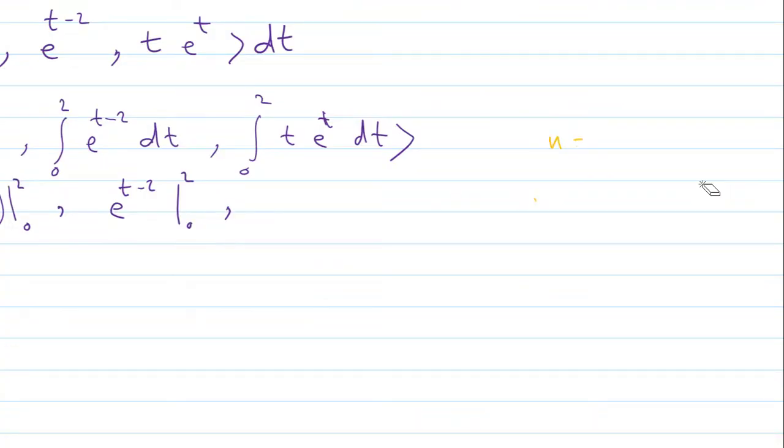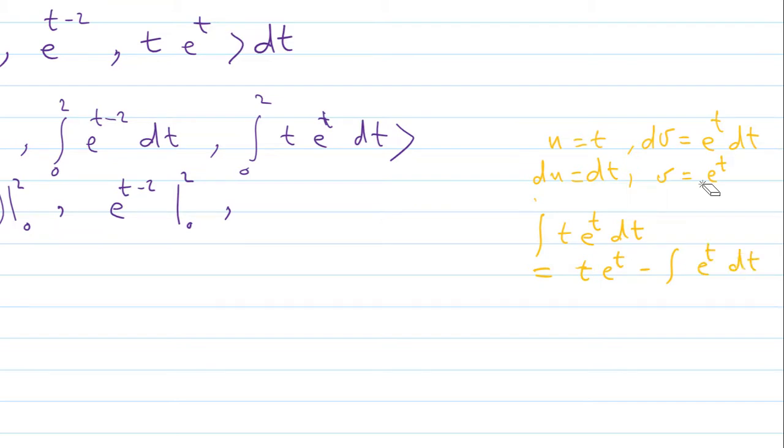If you take u as t and dv to be the function e to the power t dt, then differentiating u, you have du equals dt. Integrating dv will produce that v equals e to the power t. Now, the integral of t e to the power t dt is equal to, apply the integration by parts formula. So we have u times v, which is t e to the power t, minus the integral of v du, which is e to the power t dt.